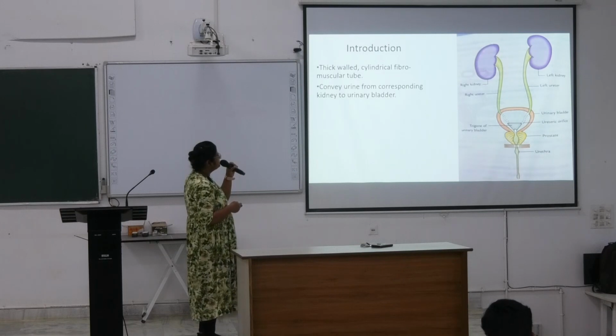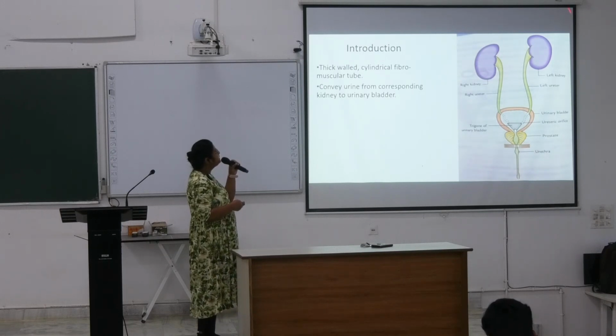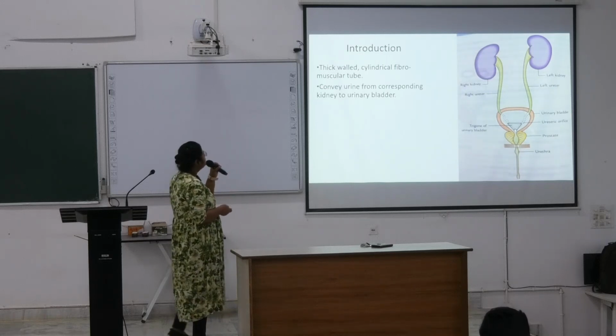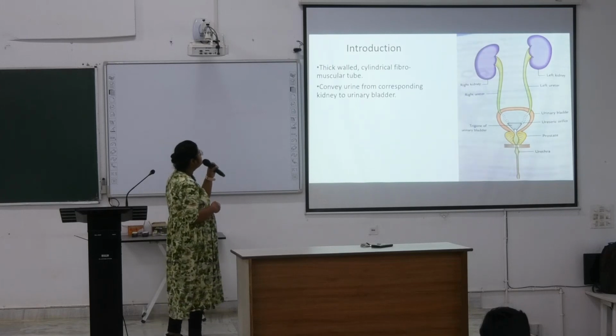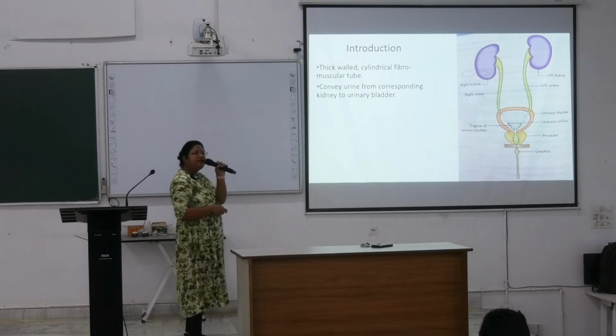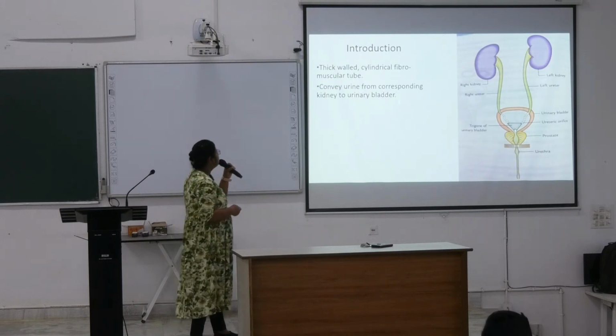So ureter, see, these are the kidney. From the kidney, ureters are arising and going downward to be drained into the urinary bladder. So here is the urinary bladder. So ureter, it is a thick-walled cylindrical fibromuscular tube and convey urine from corresponding kidney to the urinary bladder. Okay, this is the function.